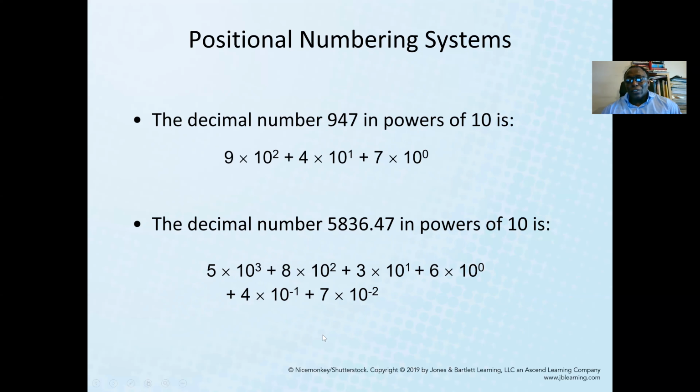Now, when you look at the decimal, you can see here we have 1 decimal place, so it will be 0.1. 4 times 0.1 gives me 0.4. 2 decimal places, so it will be 0.01. 7 times 0.01 will be 0.07. Now 0.4 plus 0.07 will give me 0.47.